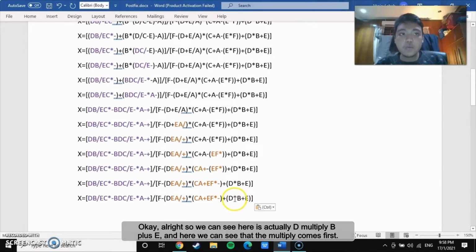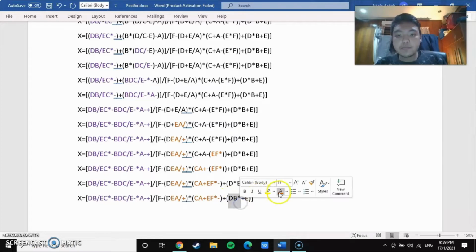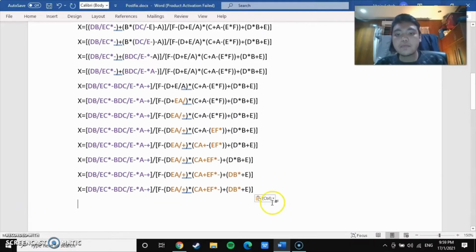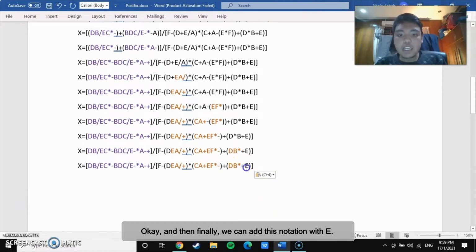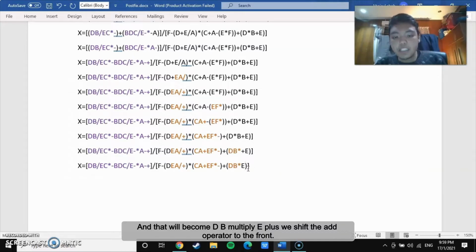Okay, so we can see here it is actually D multiply B plus E. And here we can see that the multiply comes first. So we do the multiply, which will become DB multiply. And then finally we can add this notation with E, and that will become DB multiply E plus. We shift the add operator to the front.